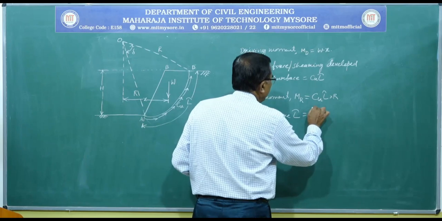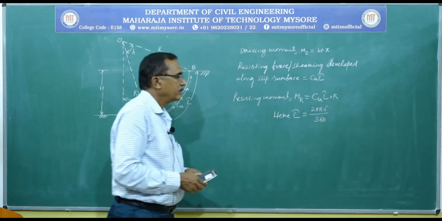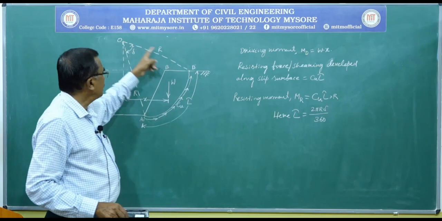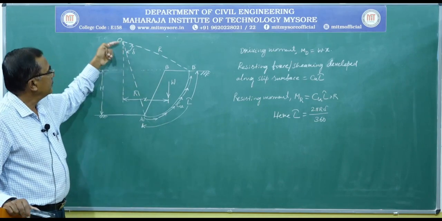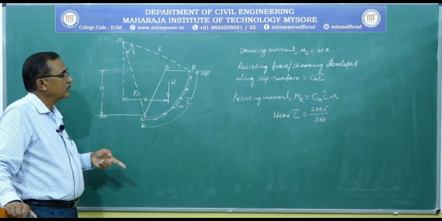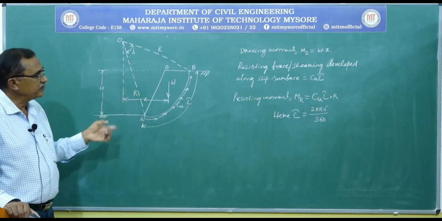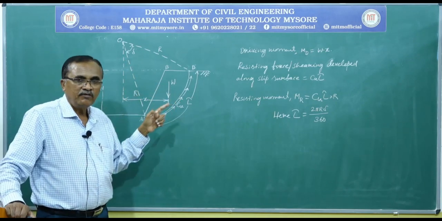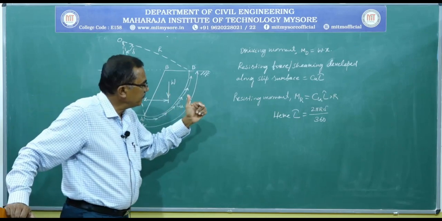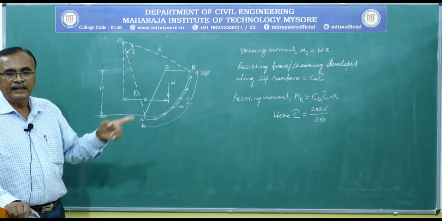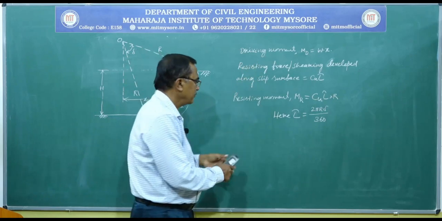Here L arc can be calculated using the relation 2 pi R delta divided by 360 degrees, where R is the radius of the assumed slip circle, and delta is the included angle made at the axis of rotation. Knowing the moment responsible for driving and the moment responsible for resisting, we can easily calculate the factor of safety. Factor of safety against sliding is equal to resisting moment divided by driving moment.